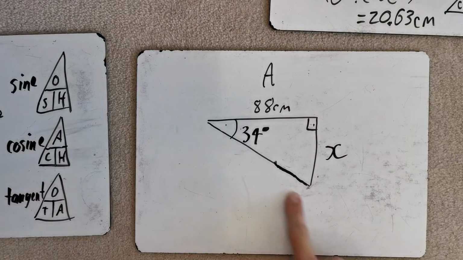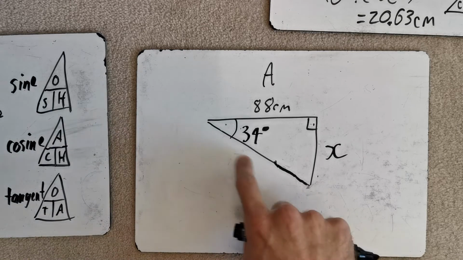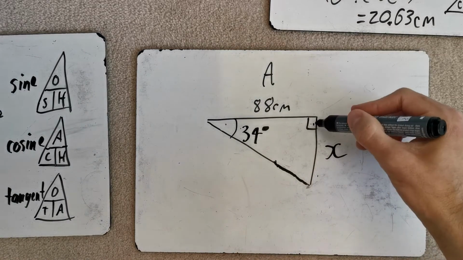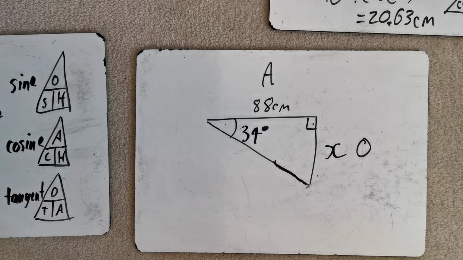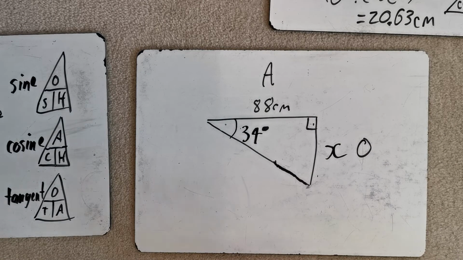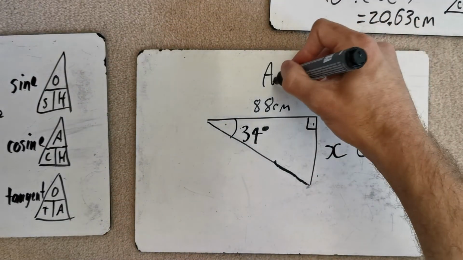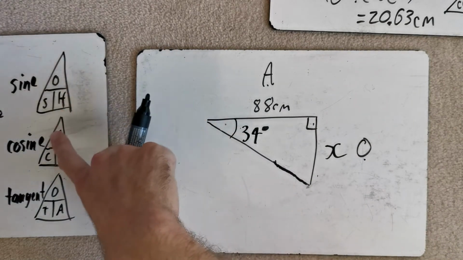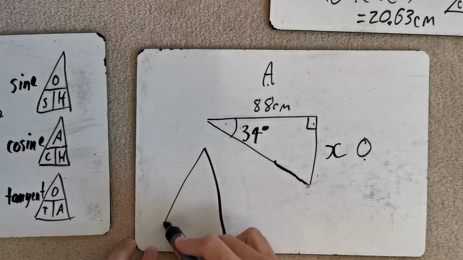Okay? This side here, there's nothing on this side here. Do we need to worry about it? We don't need to worry about it. Okay? This one here though is opposite the curvy angle. So it's going to be the opposite side. Okay? Again, have a look which one of these has A and O on it. That's got O and H. That's got A and H. That's got O and H. So we're going to be using tan.